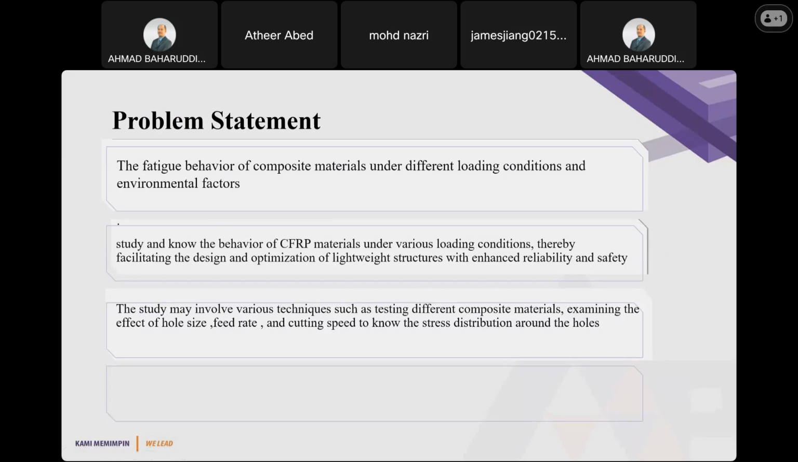The study may involve various techniques such as testing different composite materials, examining the effect of the hole size, the feed rate and cutting speed. These parameters I will study and show the effect of each of them, and know the stress distribution around the hole.